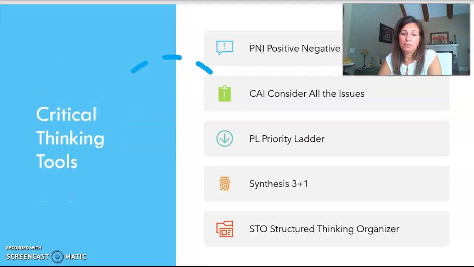Moving on to critical thinking tools. And by tools, these are fluid activities to get students to think beyond themselves and consider multiple factors when forming their responses. PNI is positive negative thinking. And here, if we use the example of a circle, tell me something positive or good about a circle. Well, they might come up with things like a lollipop or a smiley face.